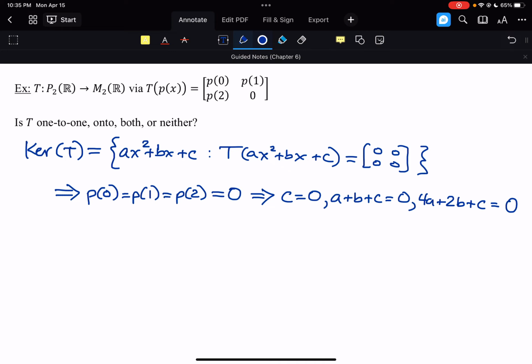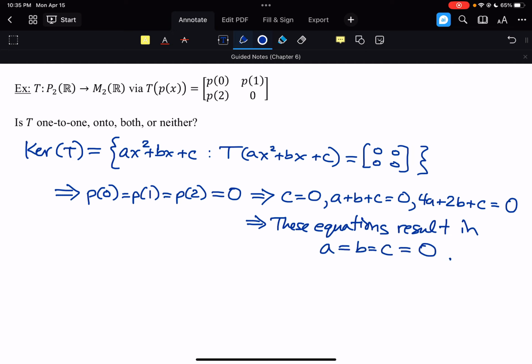Now these conditions, these equations, if you set them up in a matrix, you'll find that c gives us 0, and so then you get a plus b is 0, and 4a plus 2b is 0, and the only numbers that satisfy that relationship are 0. So these equations result in a, b, and c all being equal to 0.